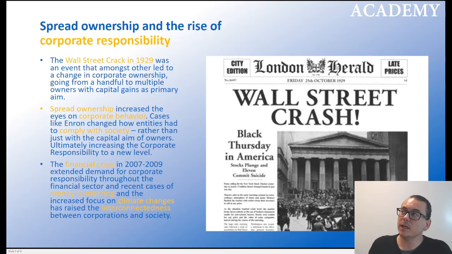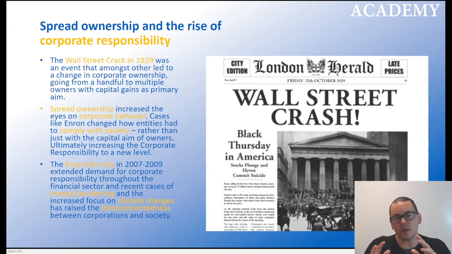So an economic side of this, and a really important event in terms of how economics and corporate behavior has changed through time, was the Wall Street crash. Because if we go back to 1929, the Wall Street crash was, of course, a disaster economically. But in the aftermath of the Wall Street crash, we saw that ownership of companies got spread out, because we had dispersed ownership instead of having a very concentrated, a few owners for each company.